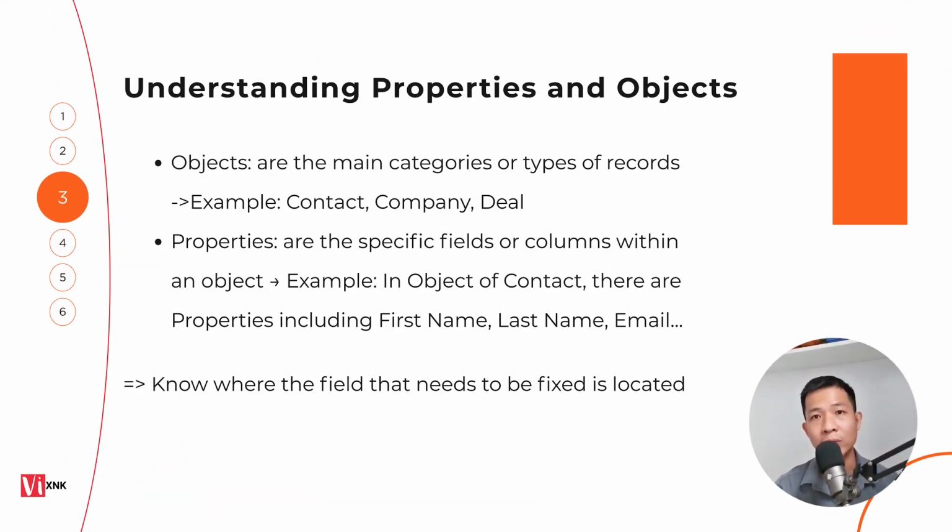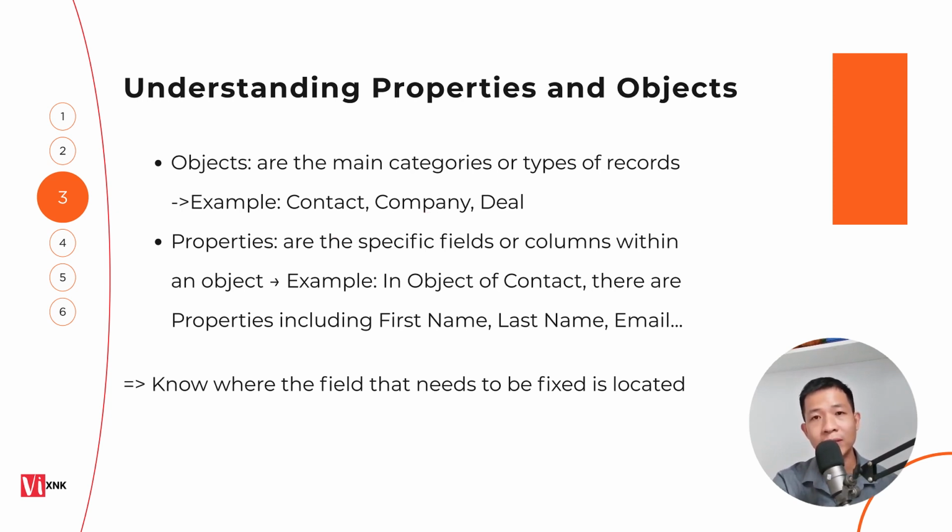First, I will help you understand the difference between a property and an object, so that when you make adjustments or want to customize or add any field, you'll know which property or object it belongs to. An object is an entity, and in the first lesson you learned that there are three main objects in HubSpot: contact, company, and deal. These objects are referred to in English as the main categories or types of records.